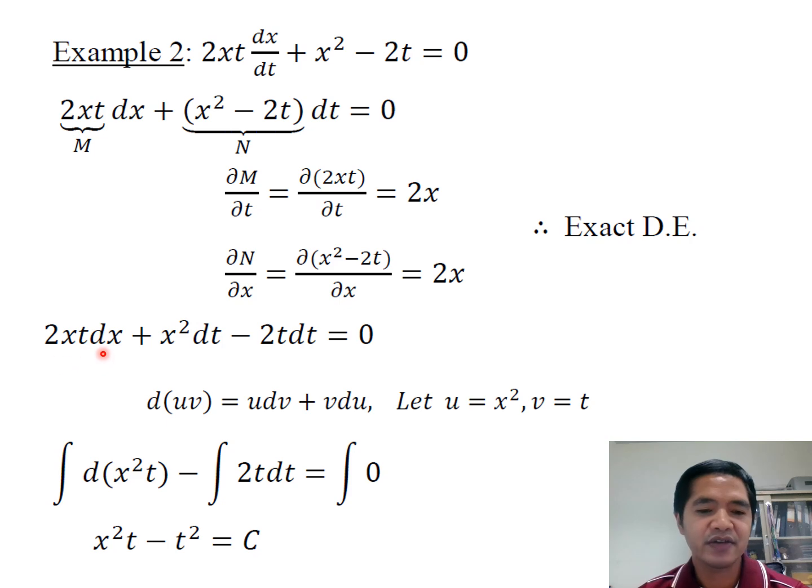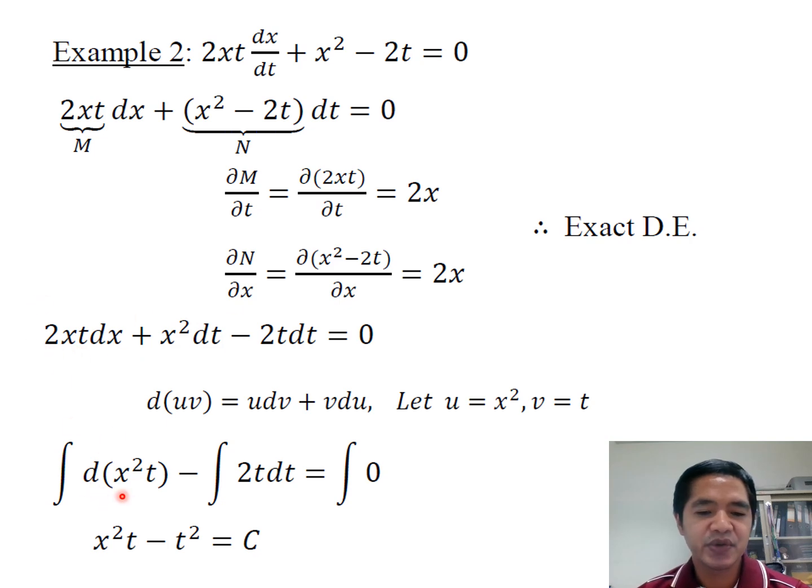Here we have dx and dt. So just look at the highest power. We have x squared here, the highest. So that means the x squared, and another one is t, right? For t, the highest power is 1. Another one has no power, which is 0. So that means u and v contain x squared and t. You prove it by taking the differential of u and v, or the differential of x squared times t.